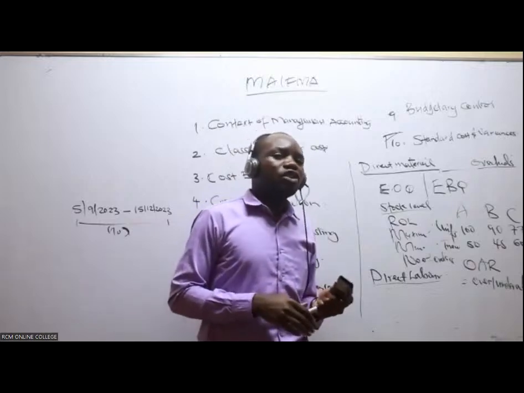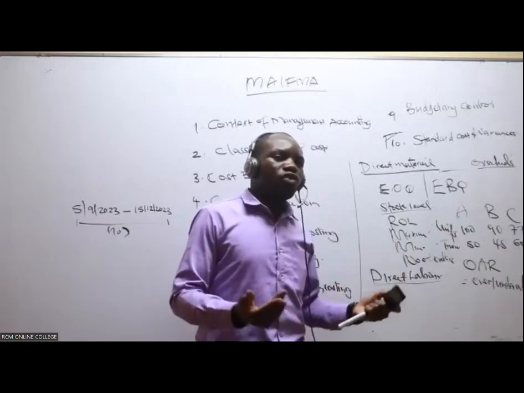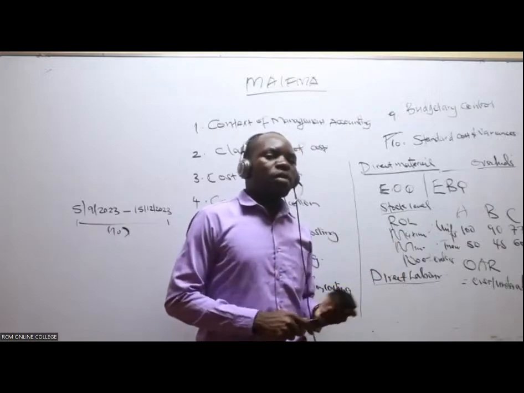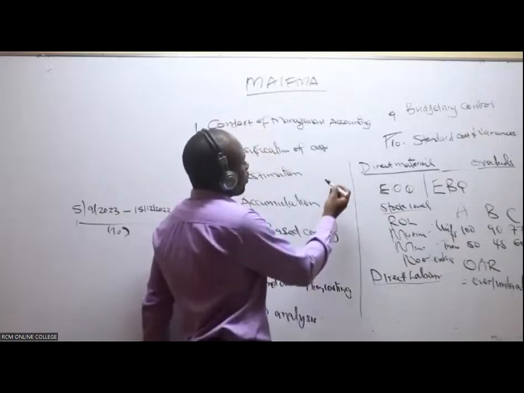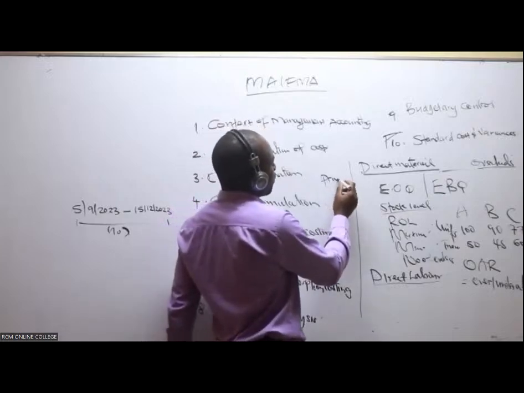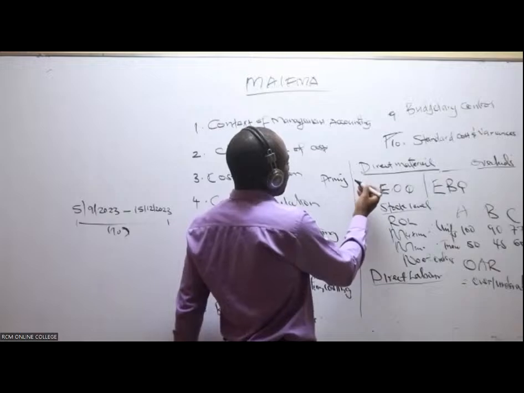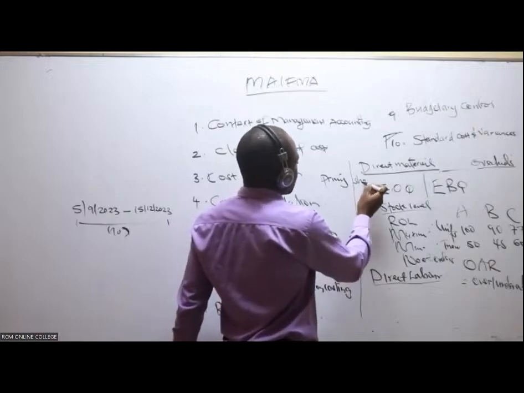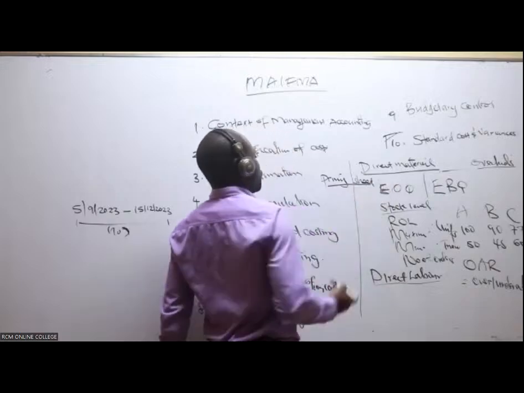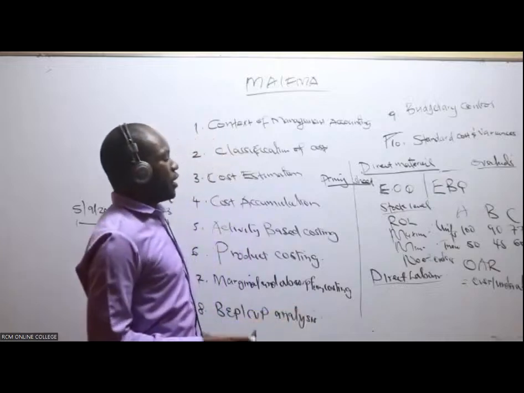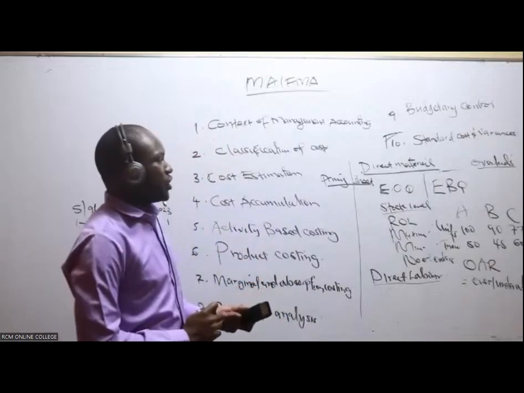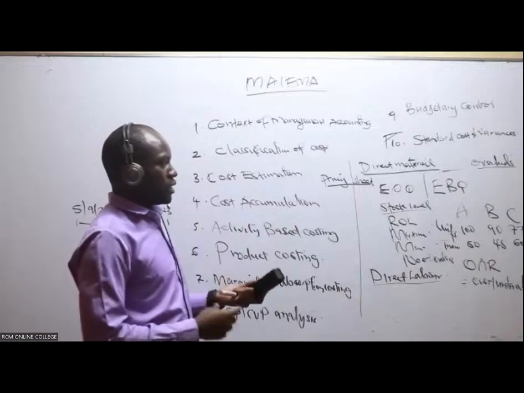Then, you now need to do what? You now need to do the allocation of these overheads. The first one is primary allocation. That is the overhead sheet or schedule. You have to do the primary allocation. Then, under secondary allocation, we are going to do the reapportionment.